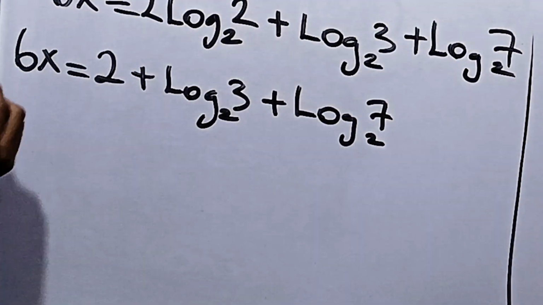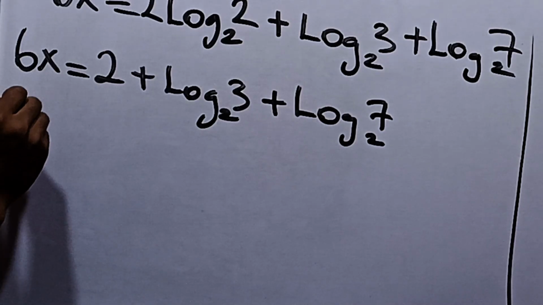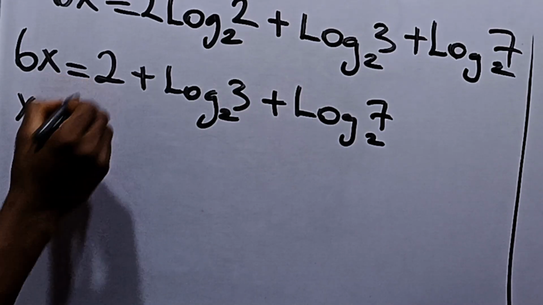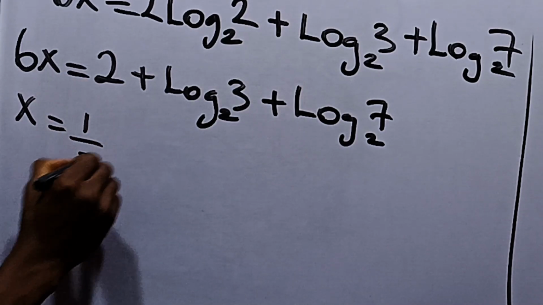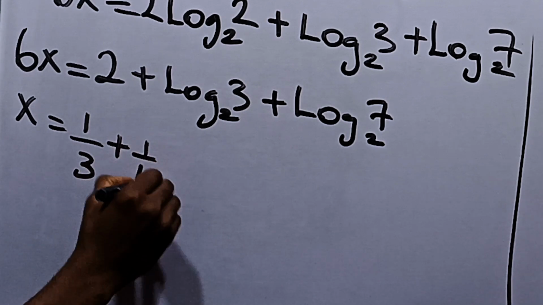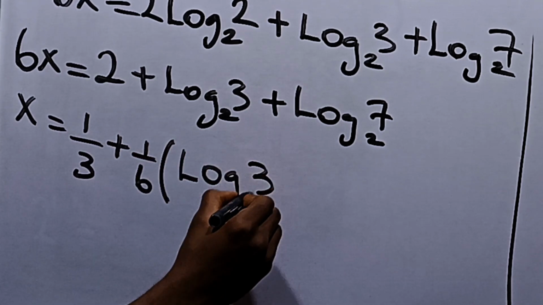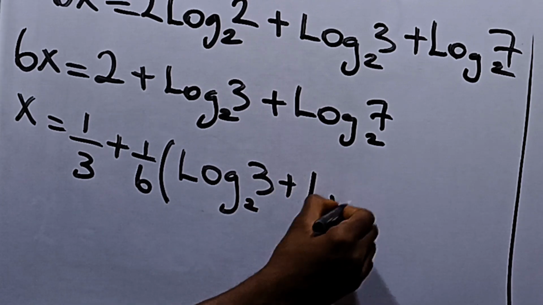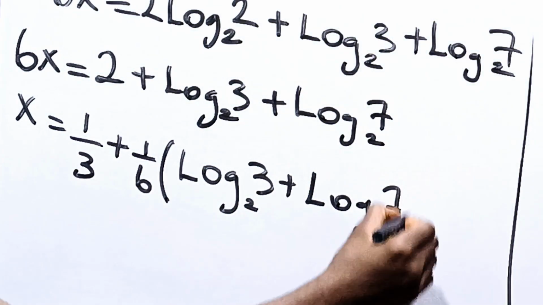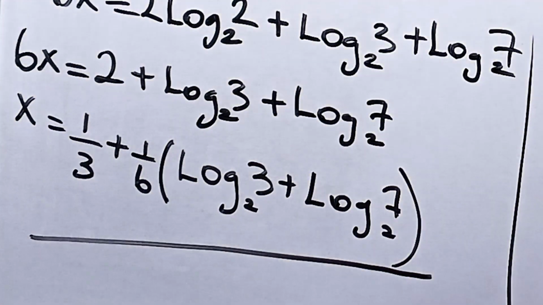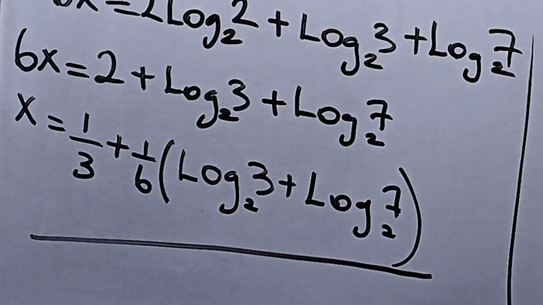Now, from here, we can try to divide both sides by 6. So we have x now to be equal to 2 divided by 6, which is 1 over 3, plus 1 over 6 times the sum of logarithm of 3 to base 2 plus logarithm of 7 to base 2. This becomes the final answer to this question.